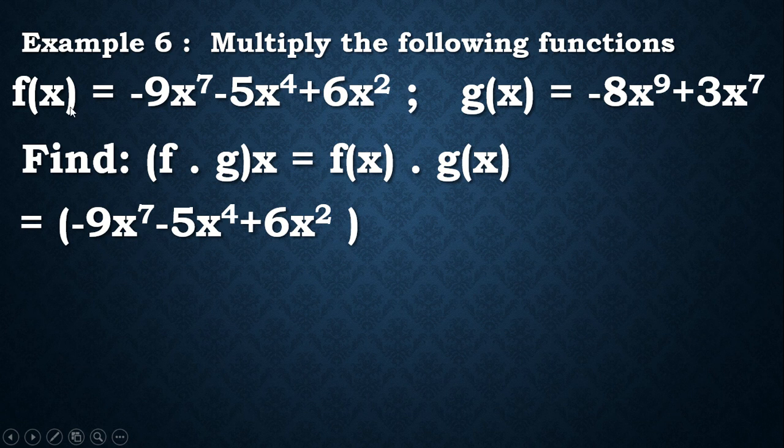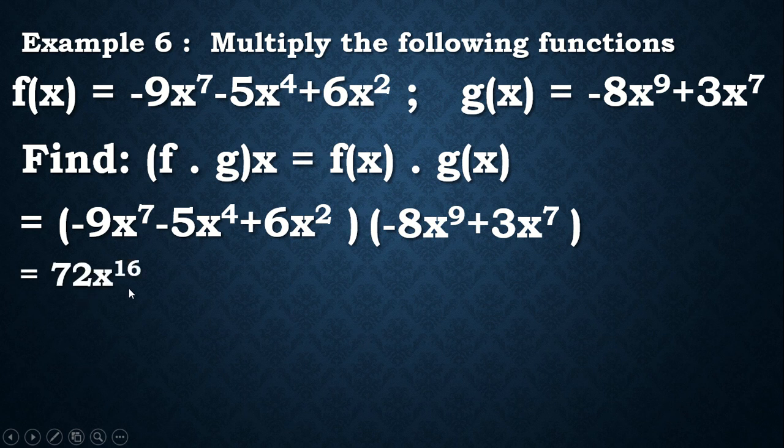We have to copy first the f of x. Negative 9x to the 7 minus 5x to the 4th plus 6x squared. And then it will be multiplied by the g of x, which is negative 8x to the 9 plus 3x to the 7. Now, we have to multiply this negative 8x to the 9 to the negative 9x to the 7. 9 times 8, that is 72. Negative times negative, positive. And then you have to add the exponent, 7 plus 9, that is 16. So we have 72x raised to 16.